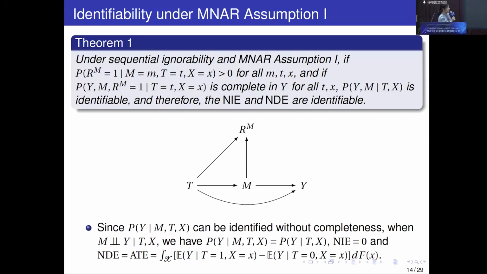But an interesting observation is that the distribution of Y given M, T, and X can be identified even without the completeness assumption. So in a special case where the completeness condition fails, that is, when M does not predict Y given T and X, you can actually still identify NIE and NDE. Because M does not predict Y given T and X, this conditional probability equals the conditional probability of Y given T and X, and therefore NIE is just 0, and you can identify NDE as the same as the ATE.